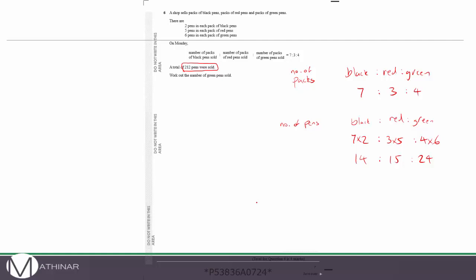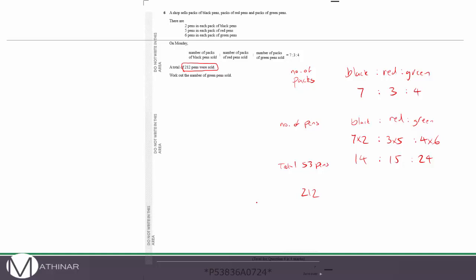Well, 14 add 15 is 29. Add the 24 is 53. So this adds up to a total of 53 pens. Now we are told that a total of 212 pens were sold, so we need to get to 212.